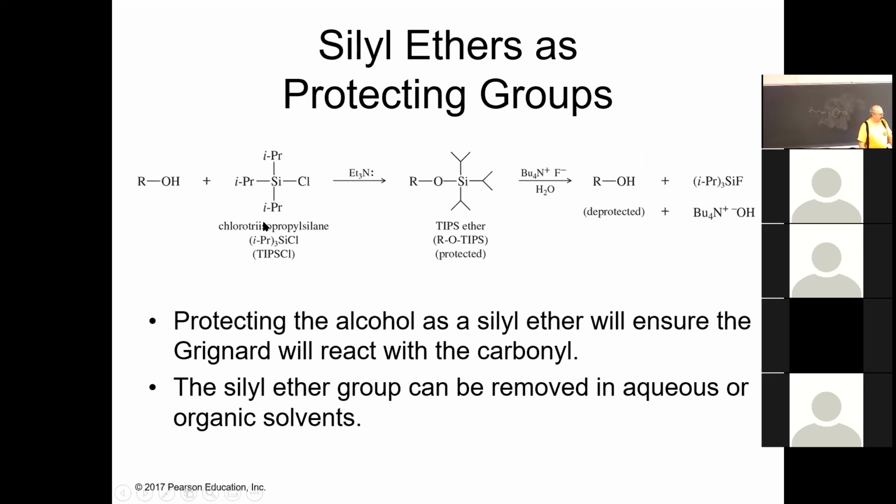Silyl ethers are typically made from silyl chlorides. Triethylamine is a base. What it does is it neutralizes the HCl that's formed. And when we want to remove the silyl group, we can use something like tetrabutylammonium fluoride. It turns out that silicon has a very strong attraction for fluoride, much stronger than that for oxygen. So that takes the silyl group off.